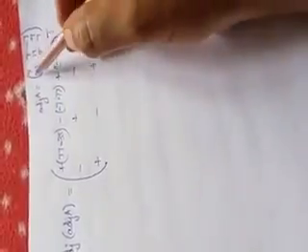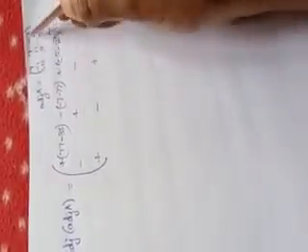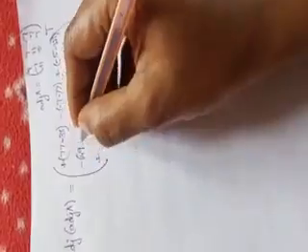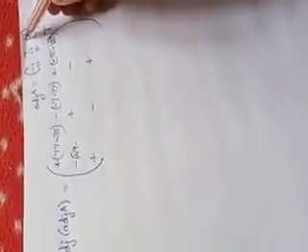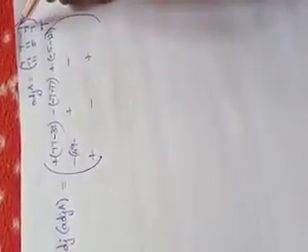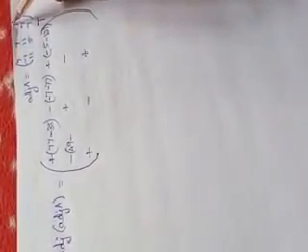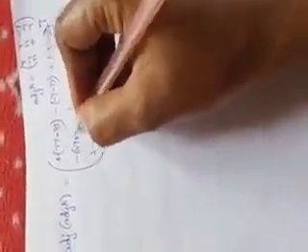Same way we should find it out for the second row. Minus 1. For this position, leave that row and column. So these four values: 7 into 7, 49, minus 5 into minus 7. That is, 5 into minus 7 is minus 35. Since here already minus is there, we will get it plus 35.